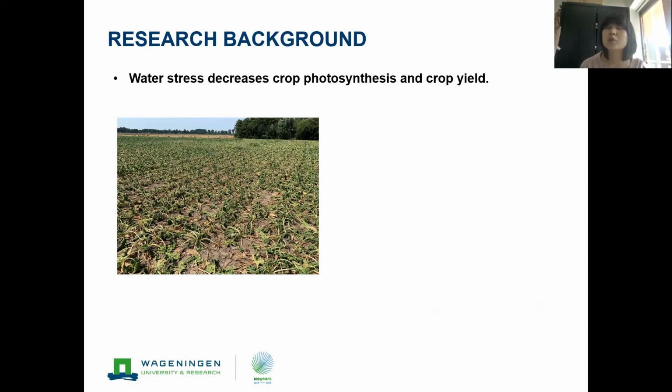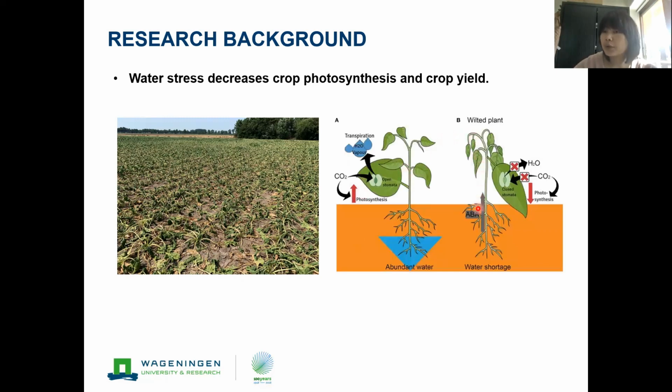So now we all know that water stress happens more frequently and more seriously due to climate change. Water stress can cause crop structural changes and leaf biochemical changes, as well as physiological changes. And these changes will also cause a reduction in the photosynthesis. We know that photosynthesis can convert the sunlight energy into chemical energy stored in the plant. So the decrease of the photosynthesis will reduce the crop yield.